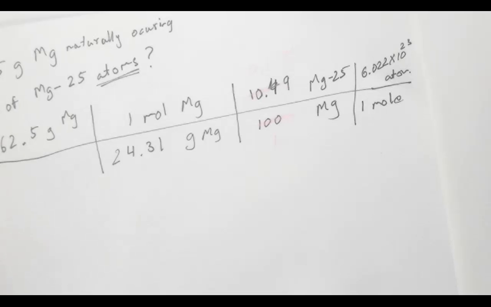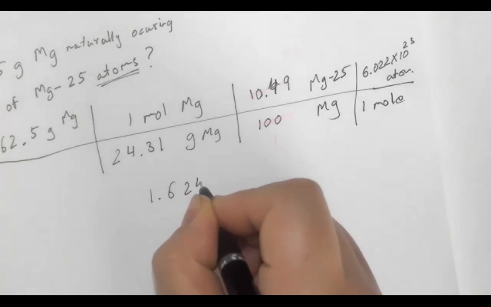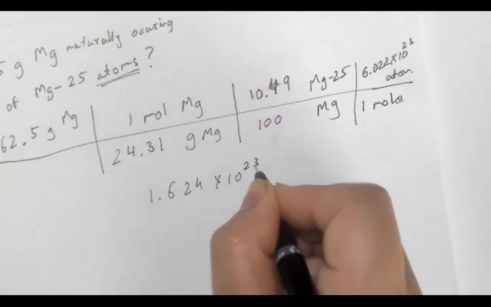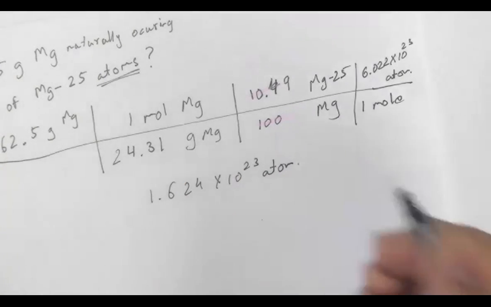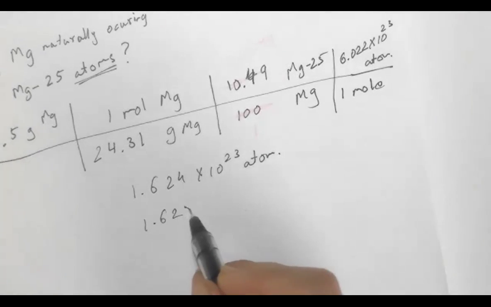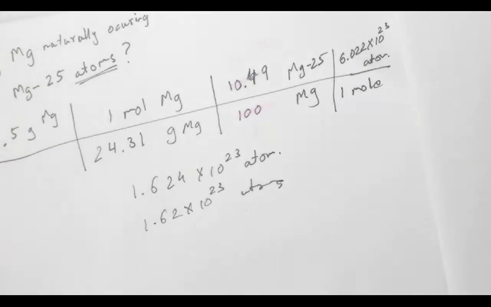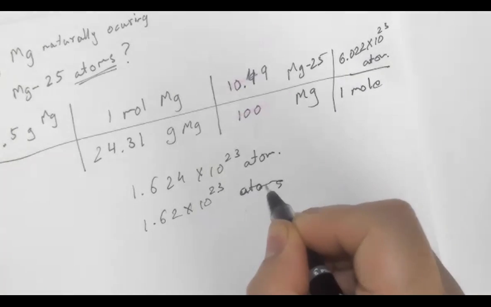And then divided by, okay, what's the answer? What do we get? Good. 1.624 times 10 to the 23rd. Don't forget to write atoms. And then again, let's say I'm going to round it to 3 significant figures, then 1.62 atoms.